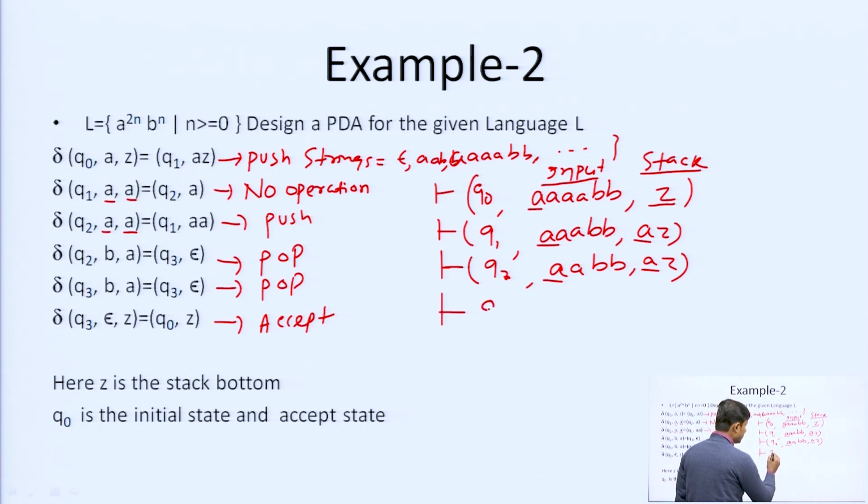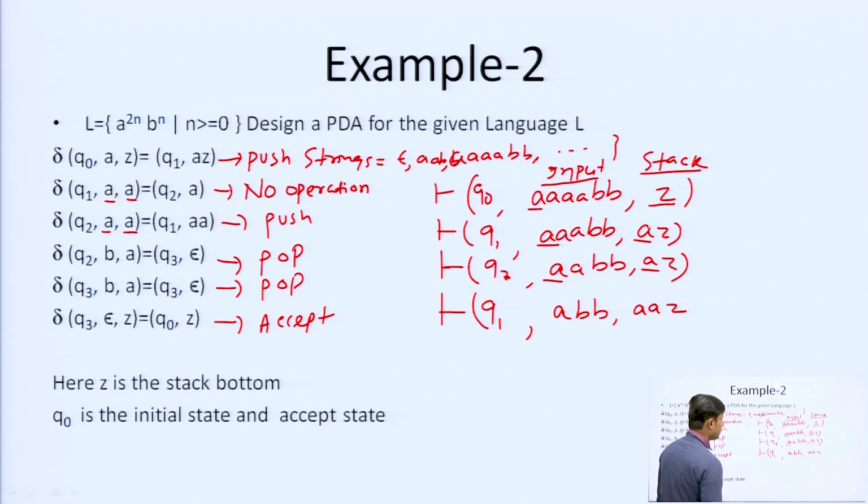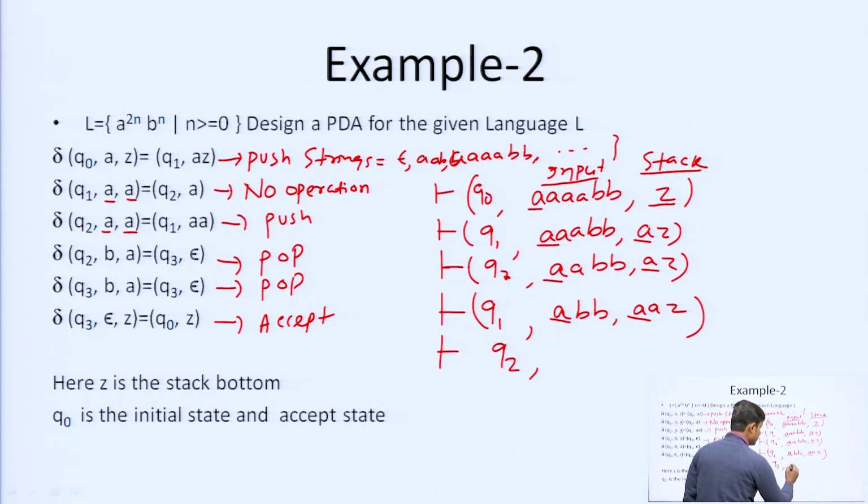Now, see in Q1, input is A, stack top is A. What do you have to do? No operation, go to Q2. Then Q2, B, B, A, Z.